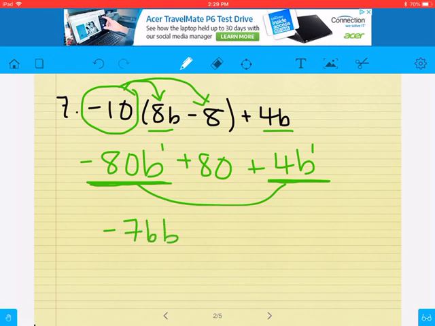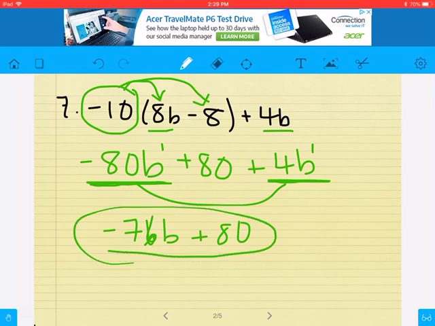My 6 kind of looks like a b, but that's a 6. And plus 80. I can't combine negative 76b and plus 80, so this is going to be my final answer. I know it's hard sometimes when our answer is not one number or one term, but this is good enough. This is our simplified answer for number 7.